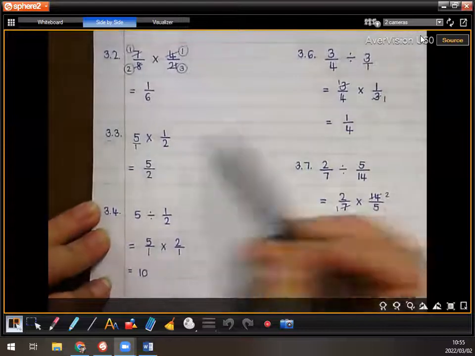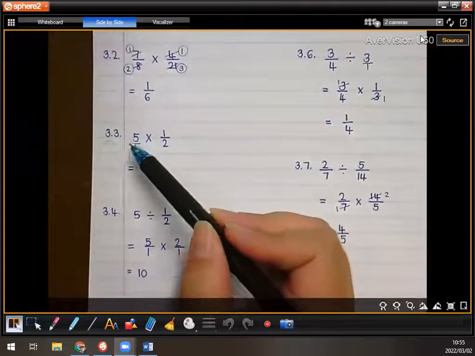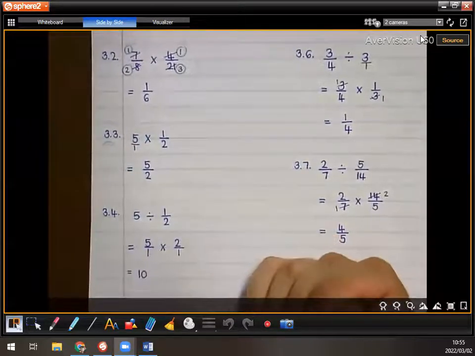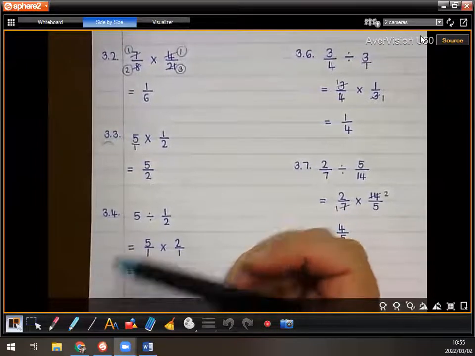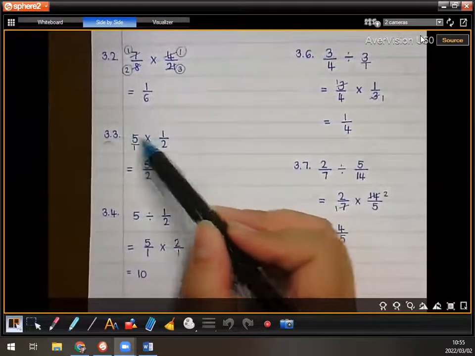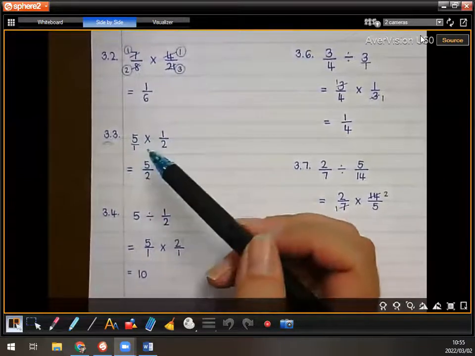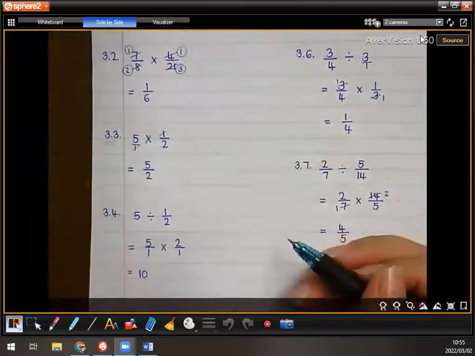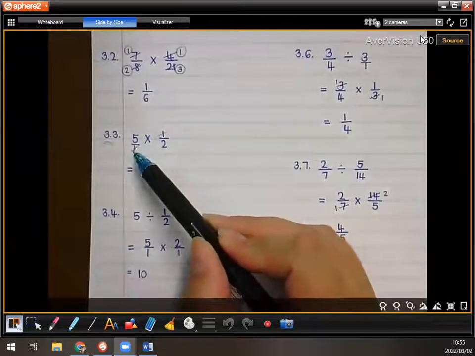For 3.3, they gave you 5 times a half. Now, that 5 again is not a fraction. So I just put it over 1 so that it is a fraction. Okay, so that's useful with all of these fraction questions. When they've given you a whole number, you can just always write that number over 1 so that you can apply your fraction rule. Now, guys, 5 and 2, can I cancel those? No, and 1 and 1, I mean, I can, but then I'm just going to be left with 1 and 1. Okay, so you can cancel those if you want, but it's not going to change anything. So at the top, I have a 5 times 1, which is 5, and at the bottom, 1 times 2, which is 2.